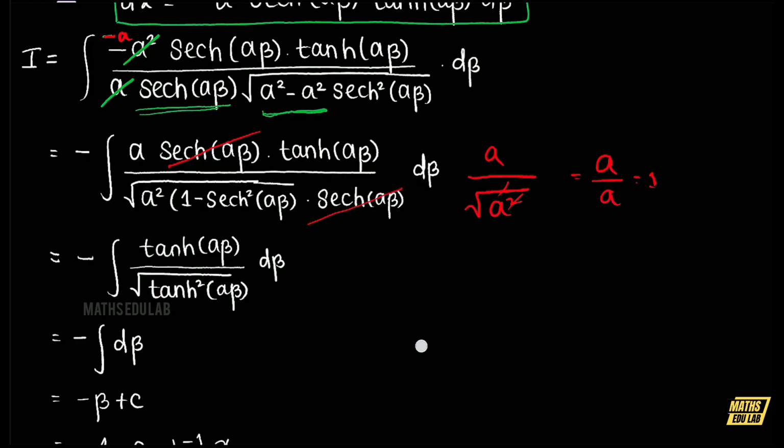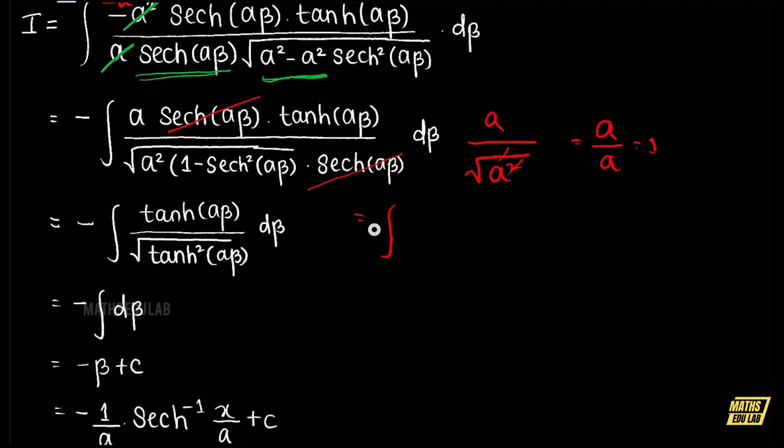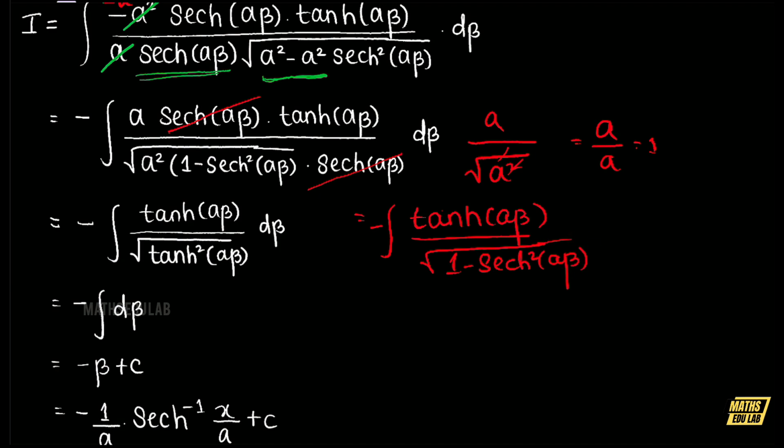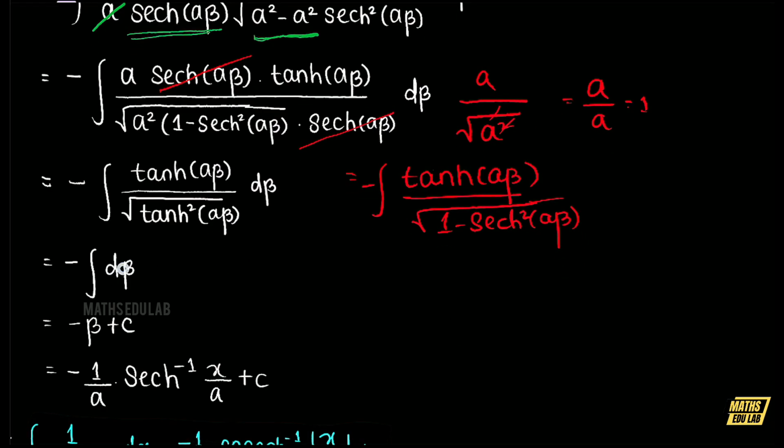will cancel out, and the remaining will be minus integration of tanh, let me write correctly. So tanh a β upon root over 1 minus sech square a β. So by the important identities we have a formula. So by using that I got the value as root over tanh square a β. So on cancelling I got the value as dβ.